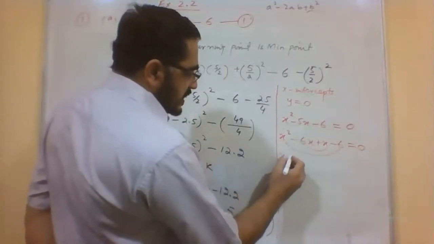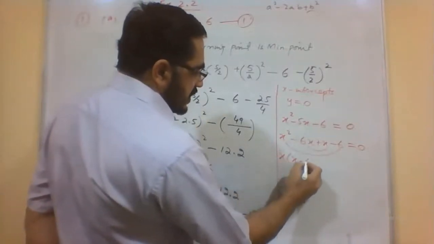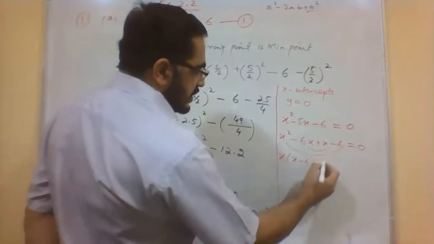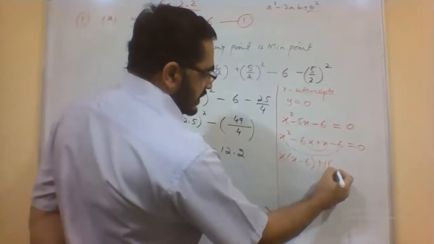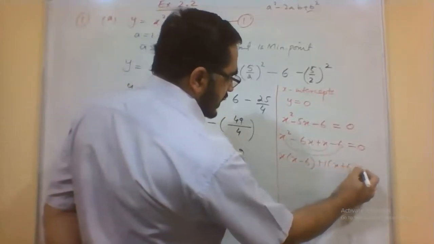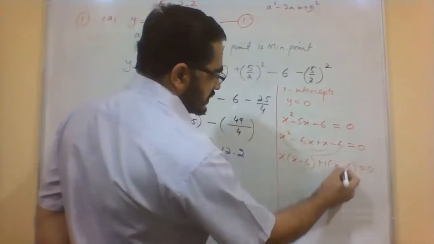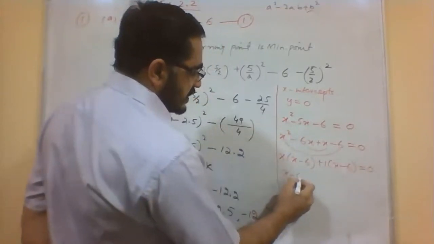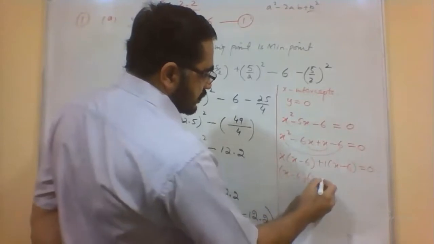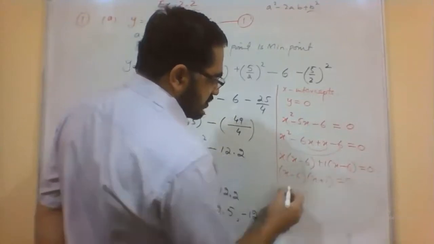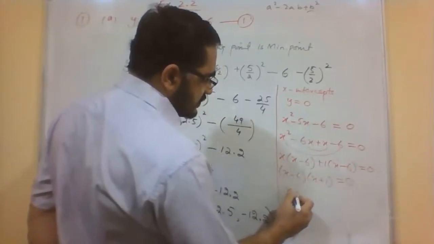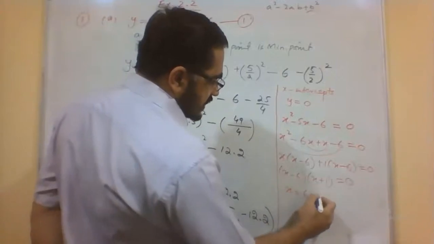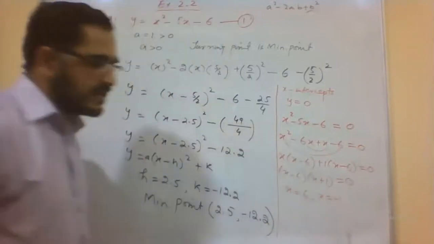Now we can take x common. Here will be x minus 6. Then plus 1 is common. Here will be x minus 6. Then x minus 6 is the common factor, and inside will be x plus 1 equal to 0. When x minus 6 is 0, x will be equal to 6. When x plus 1 is 0, x will be equal to minus 1.